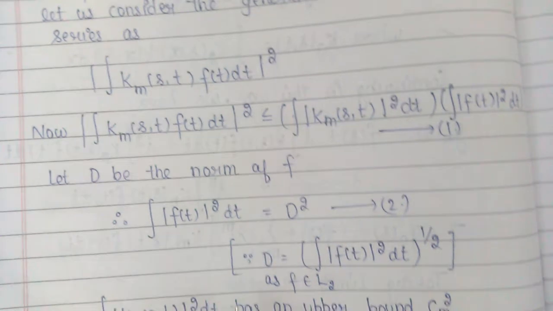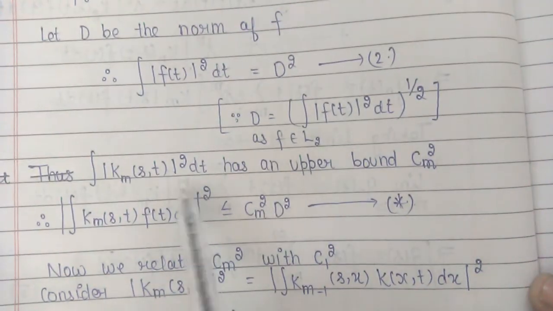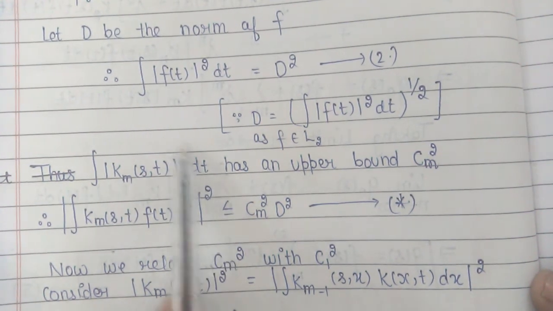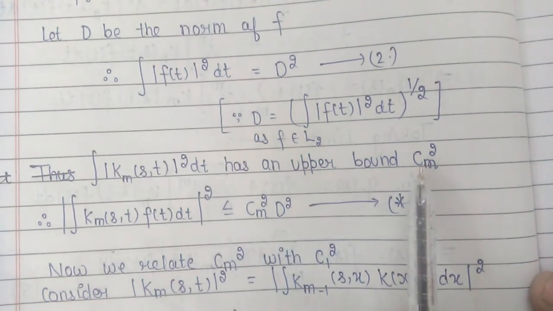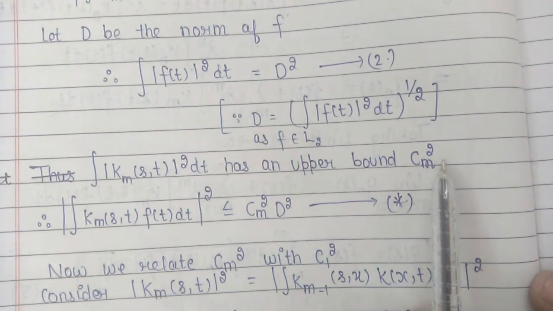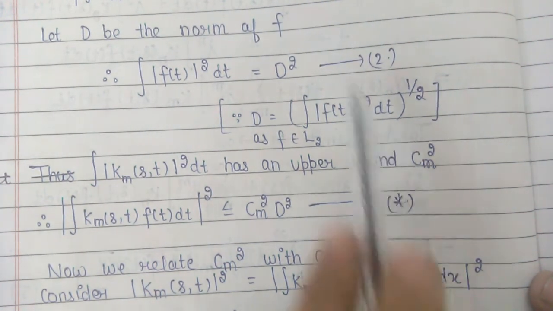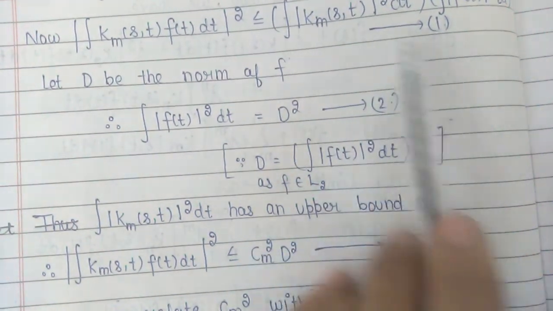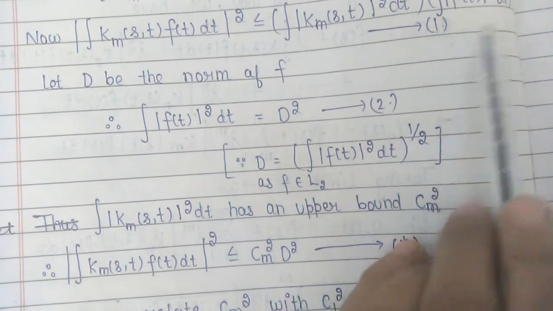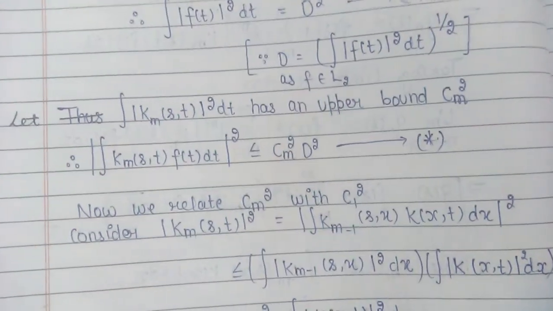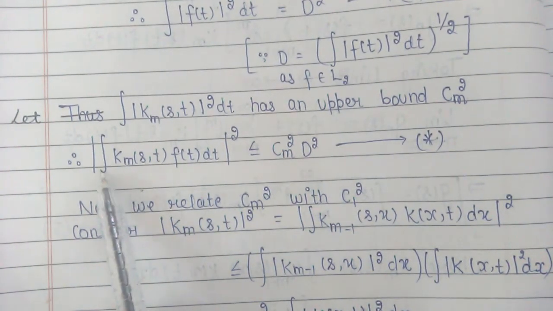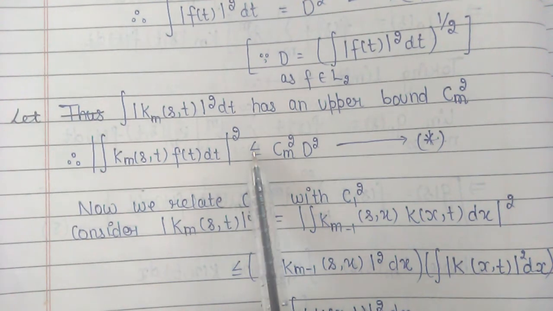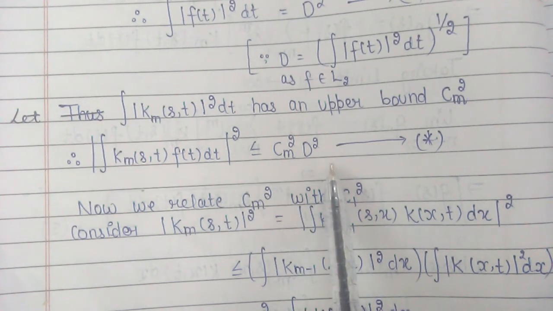Also let us take an upper bound for the integral of |K_m(s,t)|^2 dt. This upper bound we have denoted by the symbol c_m^2. Now substituting these two values in equation 1, because this has the upper bound c_m^2 and its value is d^2, we get the mod square of the integral of K_m(s,t) f(t) dt is less than or equal to c_m^2 times d^2.